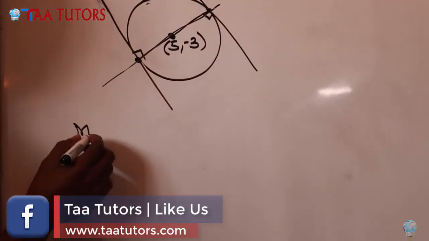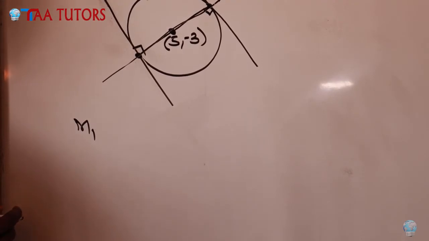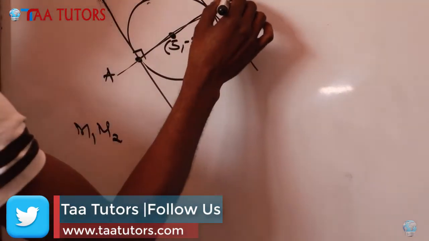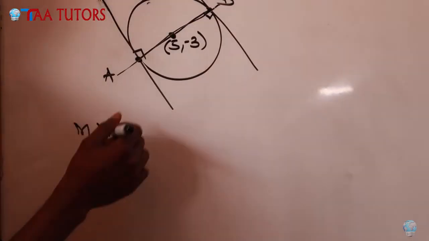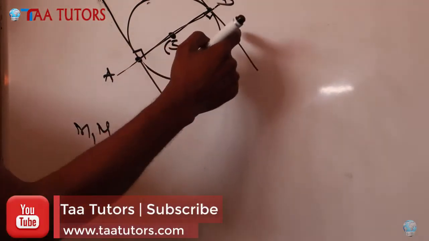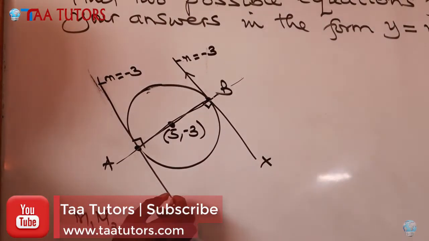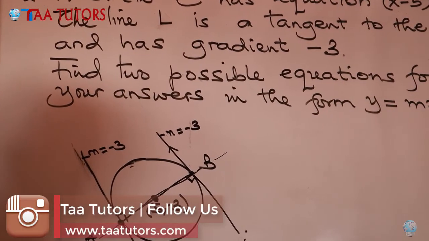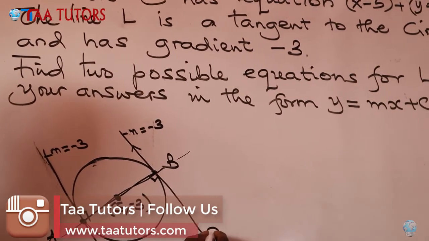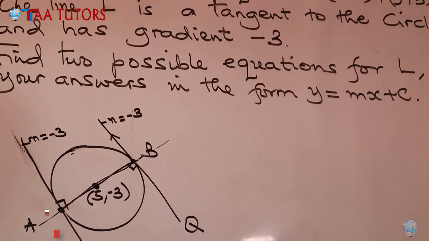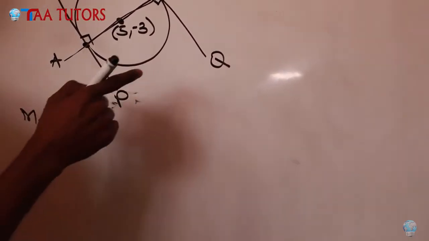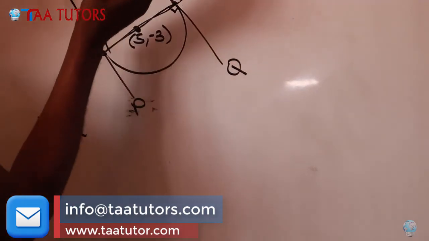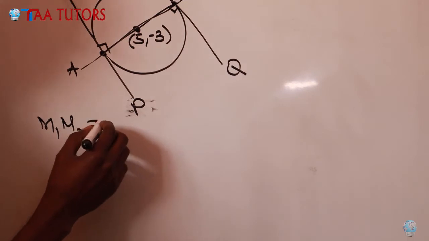Let me take the gradient of the tangent to be M1 and the chord is AB, so the gradient of chord AB is M2. For the tangents, I can have tangent X or tangent Y, but because we have x and y in the equation we may get confused, so let me call them tangent P and tangent Q. Their gradients are the same because they are parallel to each other, and that one you have understood. M2 is perpendicular to the tangent.